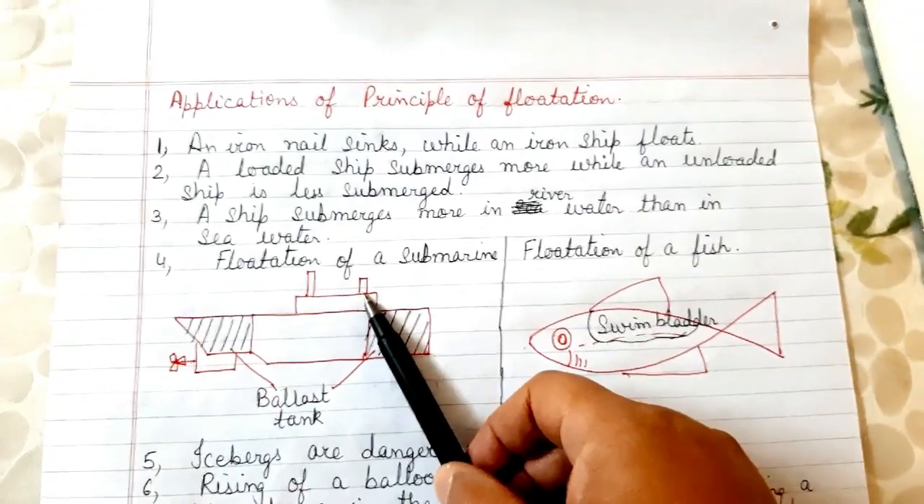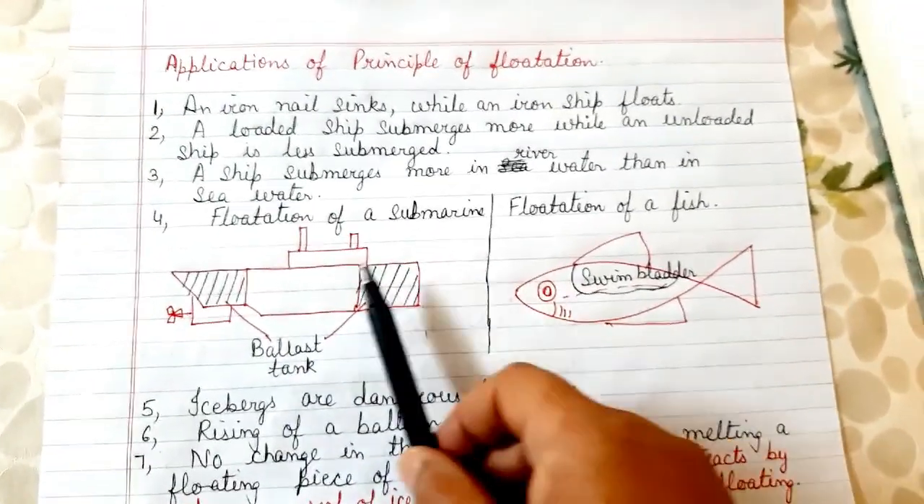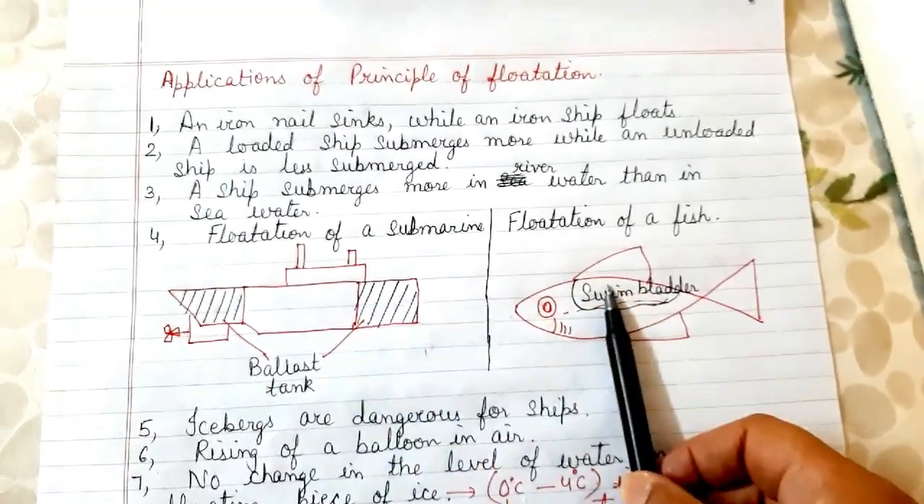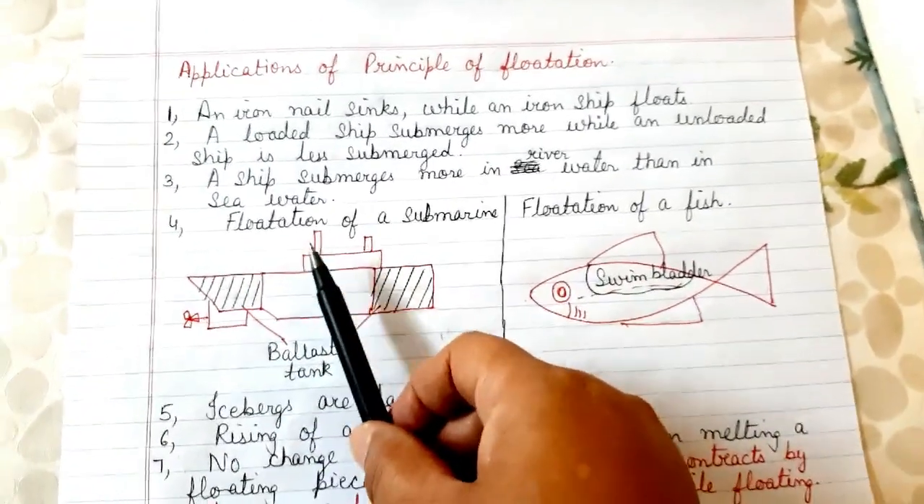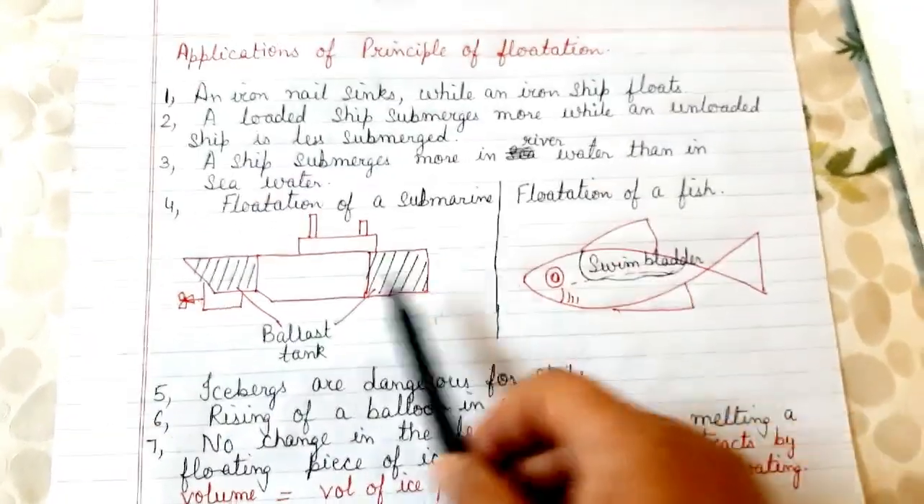Now let's move on to the next case. For that, I have shown a diagram. I have made a comparison between a submarine and a fish. And I'm going to explain to you the floating of a submarine and the floating of a fish. Okay, now look at this.